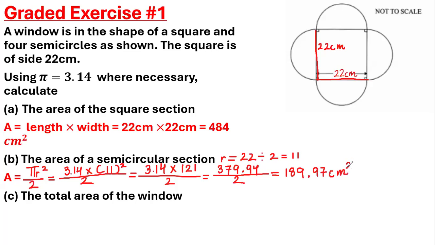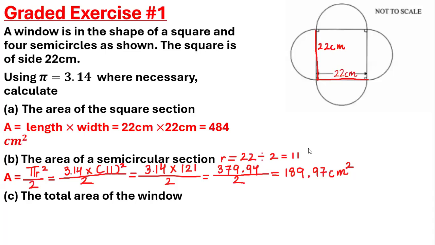How many persons got this? 189.97 centimeters squared. Let me know, please. I did. Me. Ralph. 2 persons. Anyone else got this? I put the wrong number in the chat. You can change it. 189.97. Anyone else got this?